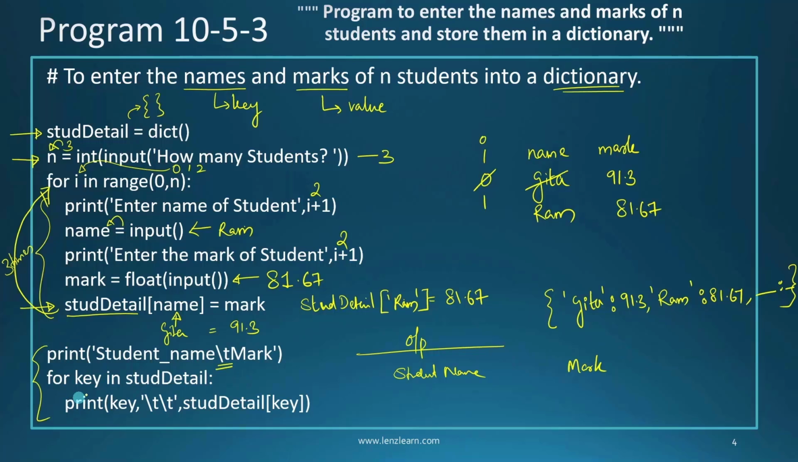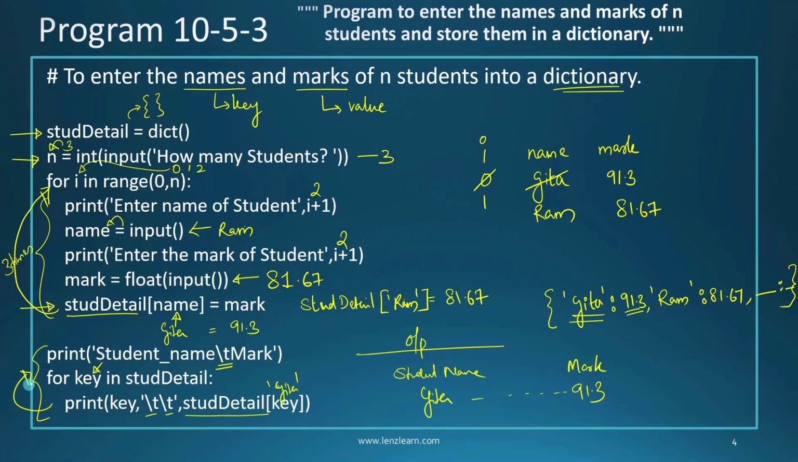Now we have the for loop which will take key value from stud detail. So the first key value is Geeta. So that will be loaded into key. And then I will print the key first. So Geeta will be printed. After that I have 2 \t. So enough space will be left. And after that I will use the variable name of dictionary stud detail with the value of key. So what is the value of key now? That is Geeta. Okay, so this will find the value stored for key Geeta. So the value is 91.3. So that will be printed.